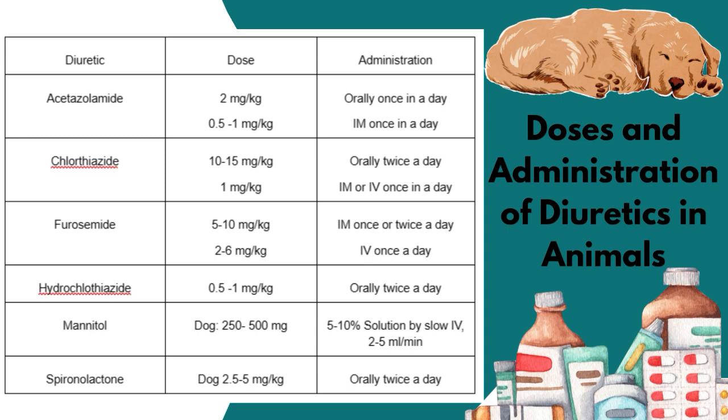For hydrochlorothiazide, 0.5 to 1 mg per kilogram orally twice a day. For mannitol, 250 to 500 mg for dogs, 5 to 10% solution by slow IV. For spironolactone, 2.5 to 5 mg per kilogram for dog orally twice a day.